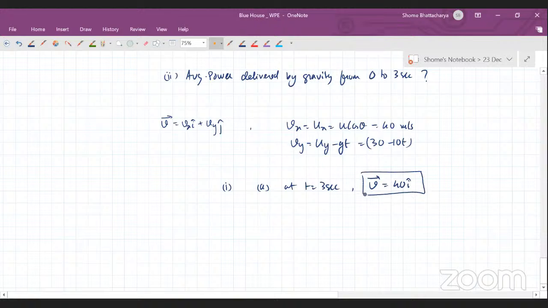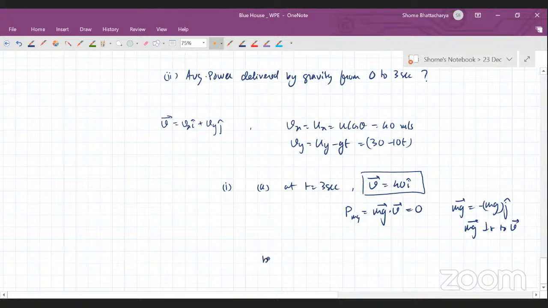Okay. So from that you can see that power delivered by mg will be 0 because mg is along the y-axis. Okay, so mg is perpendicular to the instantaneous velocity, whereas at t equal to 5 seconds, you can see the instantaneous velocity will become 40 i cap minus 20 j cap.